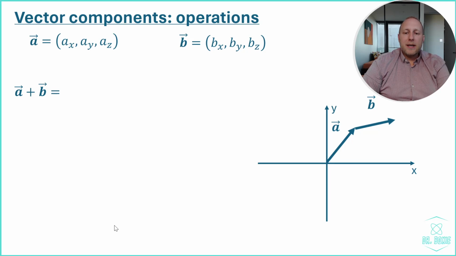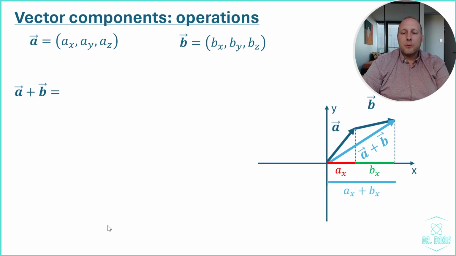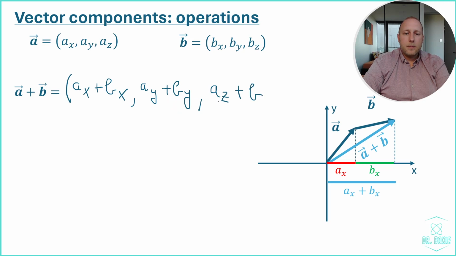Now the x component of a is the line I drew in red here, and the x component of b is the line I drew in green. The vector a plus b is the blue vector, the one that goes from the starting point of a to the end point of b. Its x component is the blue line I drew below. Notice that the blue line is simply the sum of the red and the green line. This means that the x component of a plus b is simply the x component of a plus the x component of b. The same thing holds, of course, in the y and in the z direction, so we get ay plus by and az plus bz.